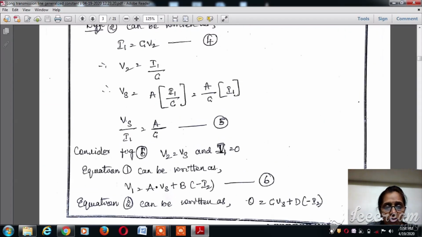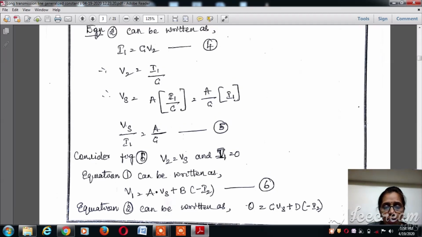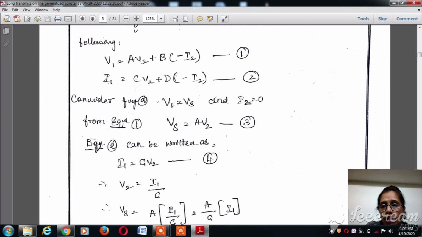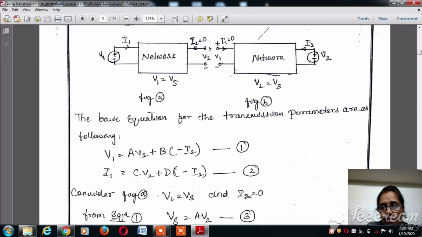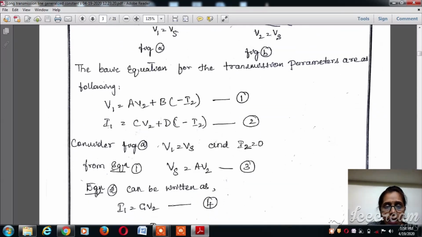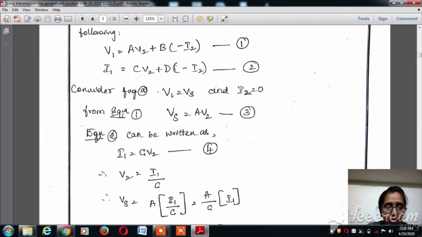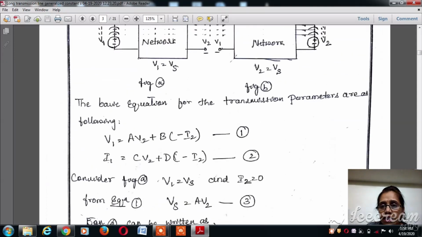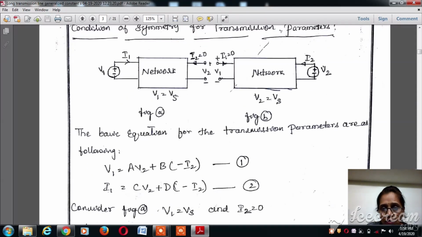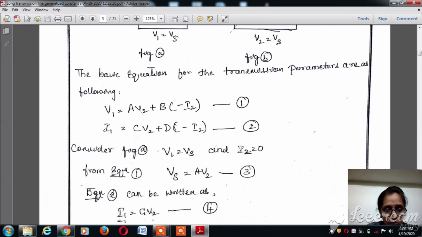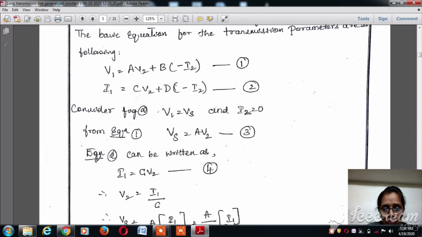After finding out the ratio of Vs to I1 is equal to A divided by C, from the figure we can understand that the voltage source is connected at the end, so V2 is equal to Vs, and there is a current flowing from the voltage source. So Vs is equal to, from the equation from figure 2, I1 is equal to C into V2. Keep this as equation 4. From this equation, V2 is equal to I1 divided by C.